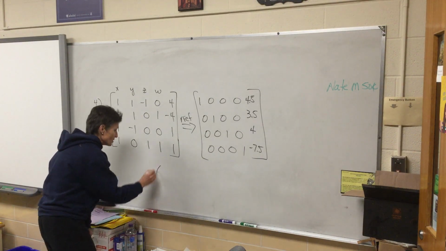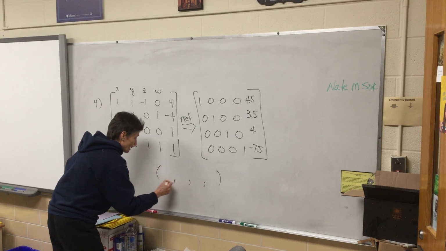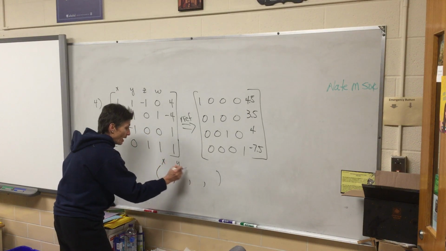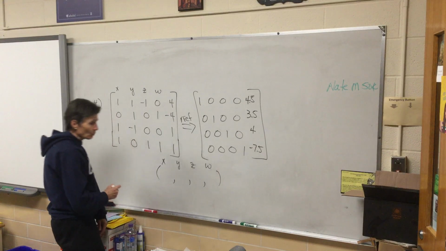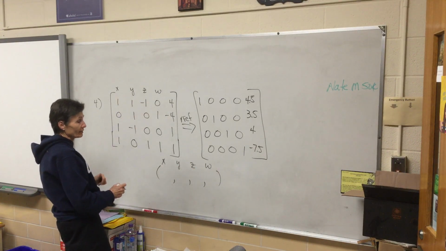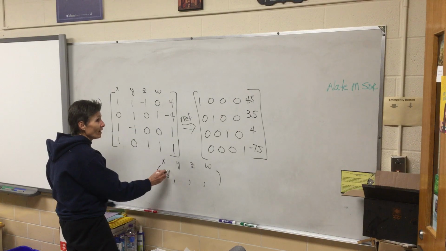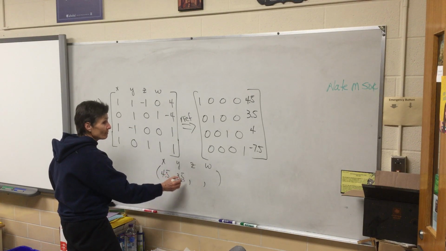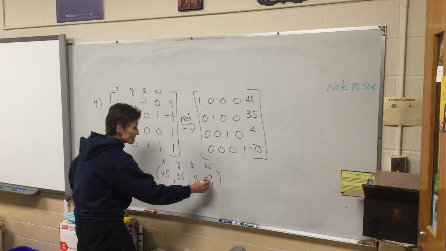So when I write my answer, X, Y, Z, W, I did them in that order, so I'm going to go ahead and write them in that order. That's the order I put them in into my calculator. So 4.5, 3.5, 4, and negative 7.5.